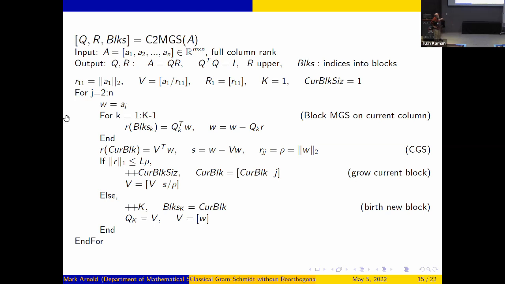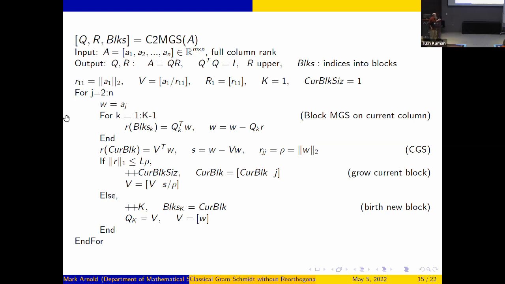But this is block Gram-Schmidt acting column-wise, right? So I have K blocks, counting the one that I'm in. And so for the first K minus 1 blocks, I'm just going to do a block Gram-Schmidt acting on a column of A. And this is what Aaron might call the inter-ortho portion for one column. And then here we're doing the intra-ortho portion, which is just a classical Gram-Schmidt step.